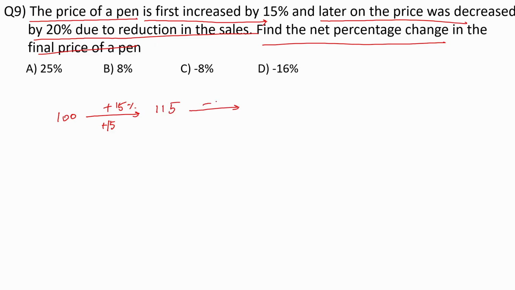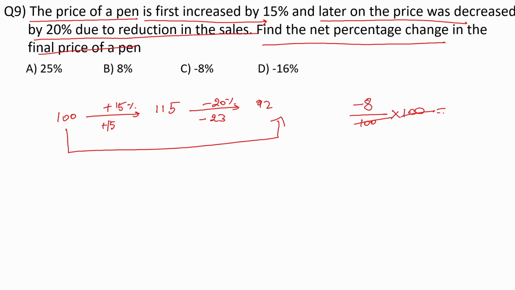And later it was decreased by 20%. 20% of 115 would be 23. As it is decreased, I would assign a minus sign. So 115 minus 23 gives me 92. So there is a decrease in the value from initial to final. So the decrease is 8 upon initial value 100 into 100. So the net percentage change is a decrease of 8%, that is minus 8%. It is option C. I hope everyone is clear.